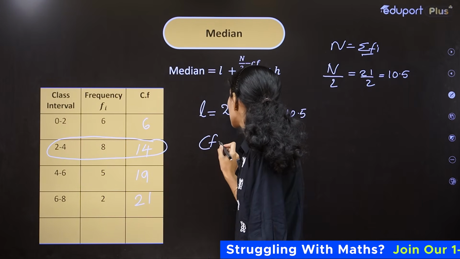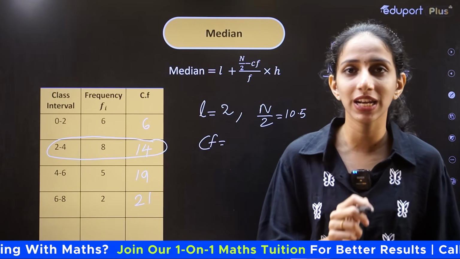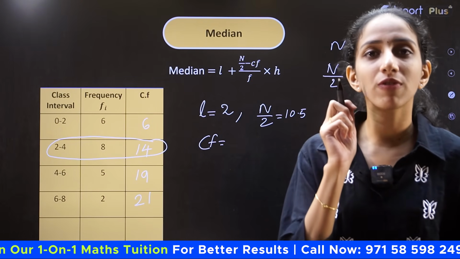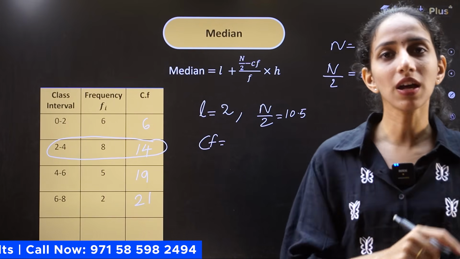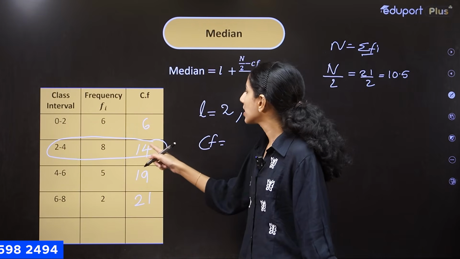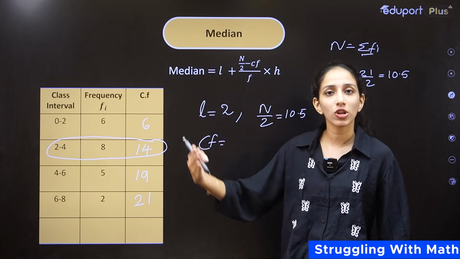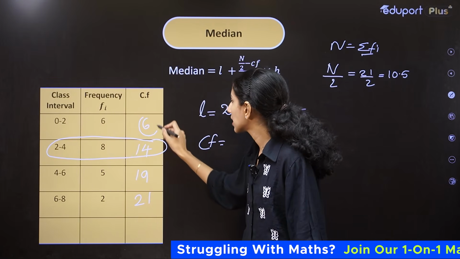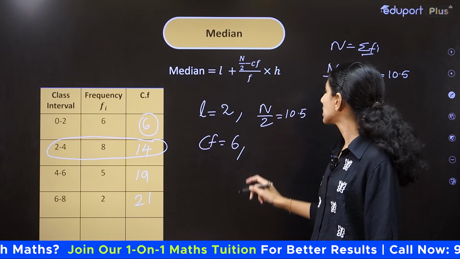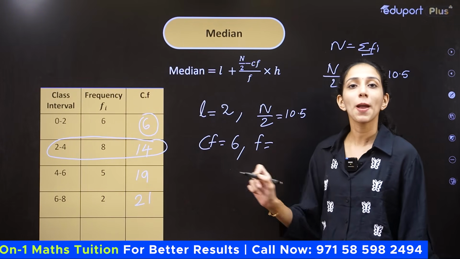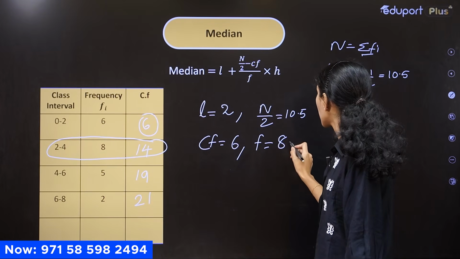Then next is CF. There is a change in considering CF while doing the median problem. CF is not the CF of the median class. It is the CF of the preceding class, which is the class before the median class. So what is that CF? CF is equal to 6. Then what is F? F is the frequency of the median class, which is 8.